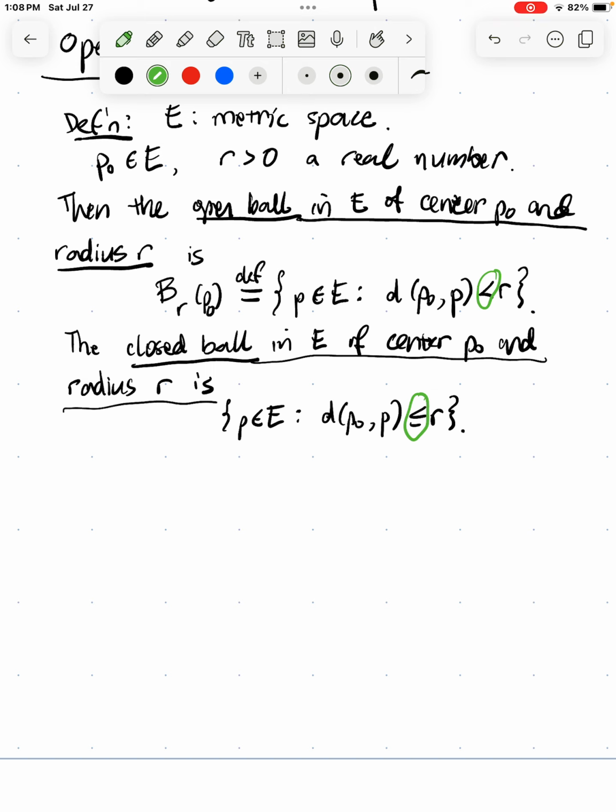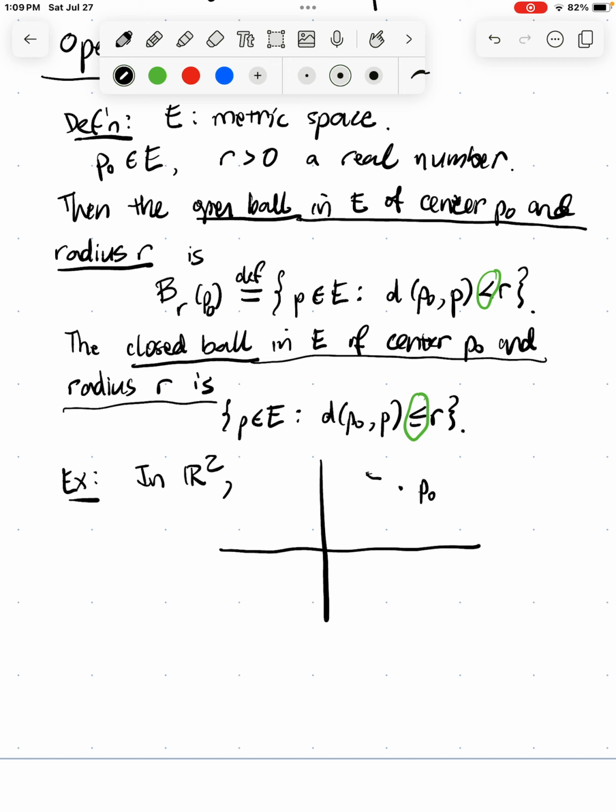Right, let's look at an example. Well, in R2, the open and closed balls just look like this. Here's P0, and let's say that you have some radius R. Then you're just looking at points whose distance from P0 is less than R. So all the points inside here, this is the open ball centered at P0 of radius R.